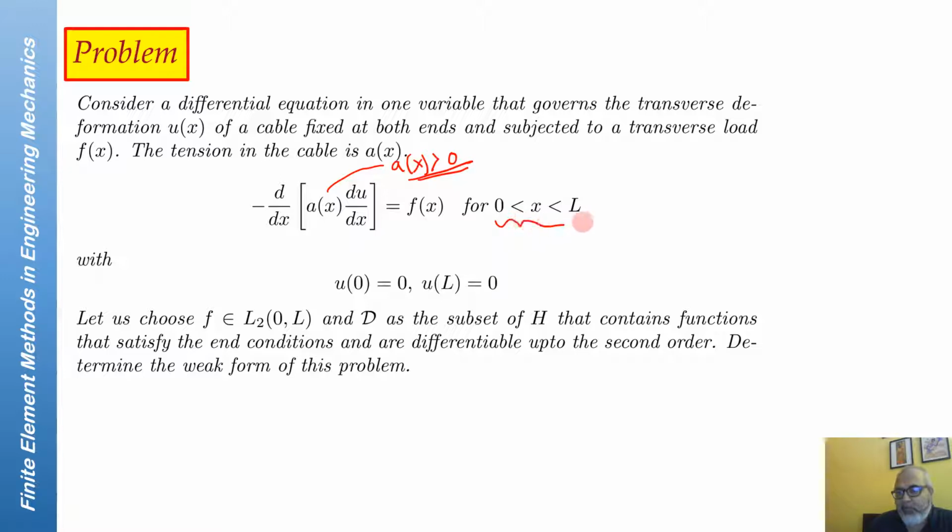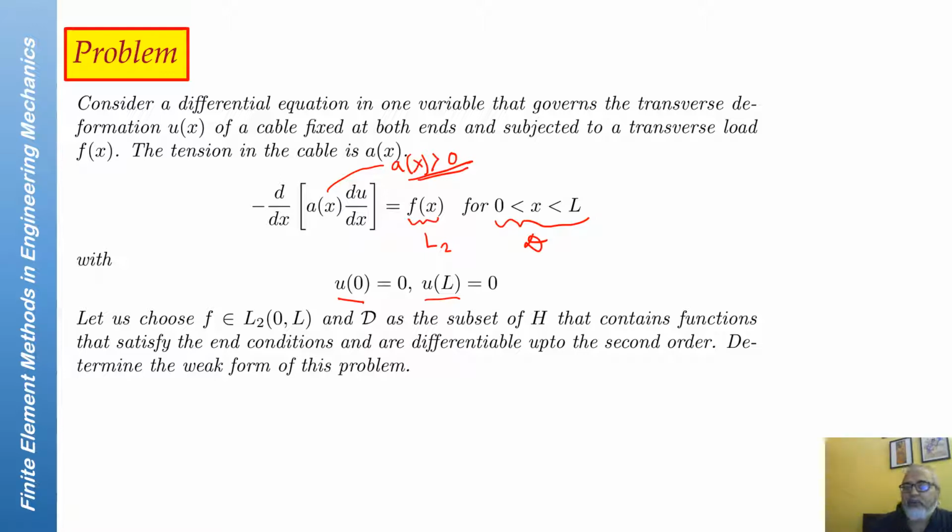D is my domain. It's a 1D case, so D is my domain from 0 to L, and at the ends, u equal to 0 and u equal to L, the values of the function that we need to determine are equal to 0. This is how it's given. F lies in L2 or in H0, and D is therefore a subset of H0. Now, we have to find the weak form for this problem.